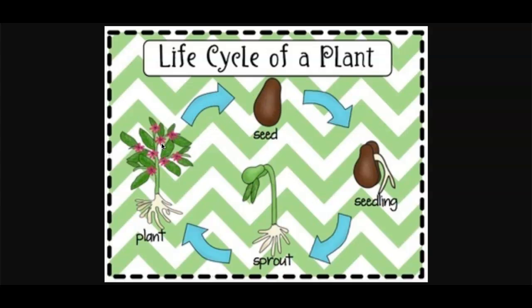We've talked about how the function of the flower is to produce seeds to make new plants, which is why the cycle continues. Because once this plant dies, the seeds get put back into the earth and we start again with a seed, and it keeps going in a circle. So we have a seed, then a seedling, then a sprout, and then a plant, and it just keeps going.